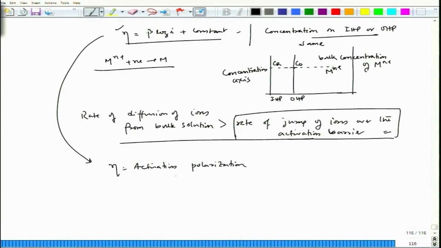And this activation polarization has got two terms, eta a as well as eta c, which are the activation polarization for anodic polarization and cathodic polarization. So, this Tafel equation is basically indicating activation polarization, or the rate of the jump of ions or atoms from one plane to another, and we will consider concentration polarization in our next lecture. Let us stop here. Thank you.